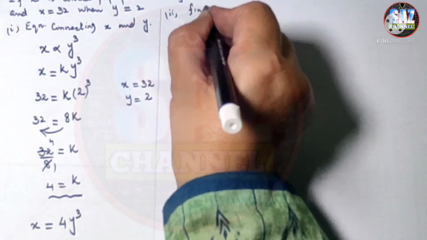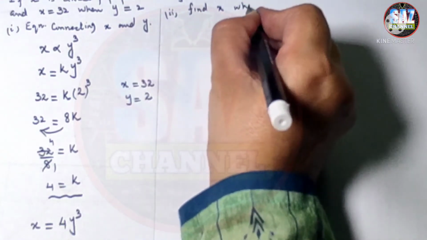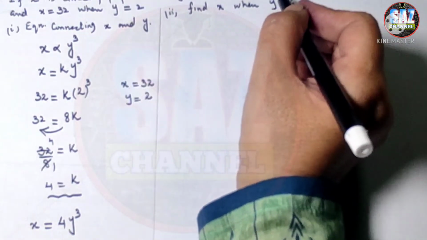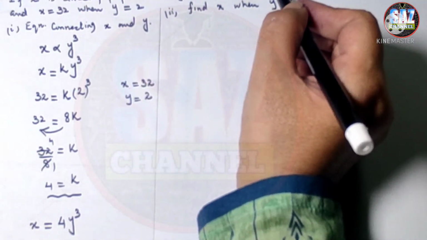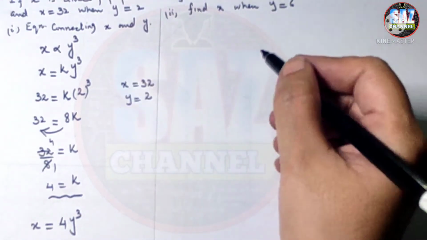when y equals 6. When y equals 6. Really easy questions. Let me keep the ruler so that there is no mistake. We have to find the value of x when the given value of y is 6.